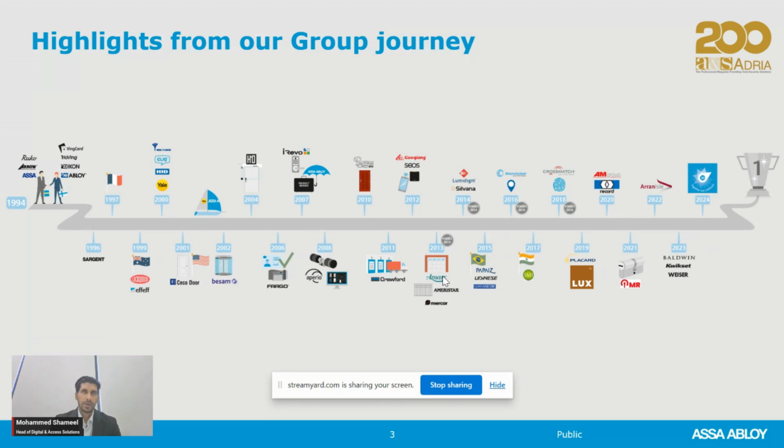In terms of growth factors, ASSA ABLOY focuses on two of them. One is organic growth, where we have our own R&D developing new and innovative products, and we also work with acquisition growth. As you can see in the timeline, some of the companies were acquired by ASSA ABLOY over the years, and a few of the products were developed by ASSA ABLOY itself.